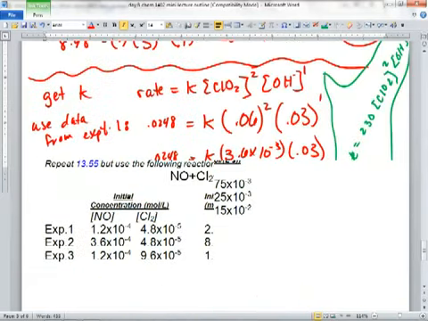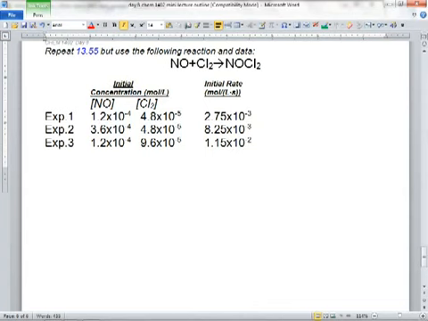Okay, let's try. Use the following reaction. So work out this one now. First, write out the general rate law. And then start comparing experiments. But it all starts, I think, with writing the general rate law. Otherwise, you're not going to have a guide.